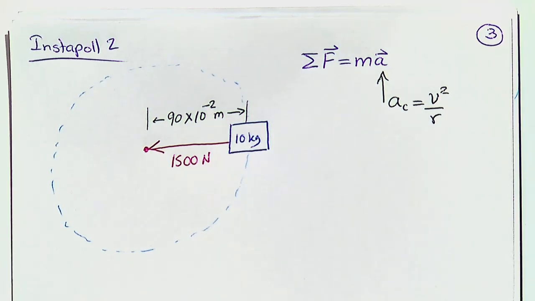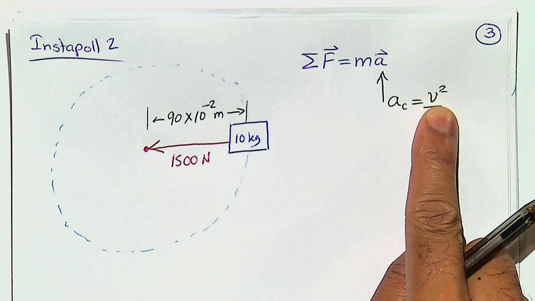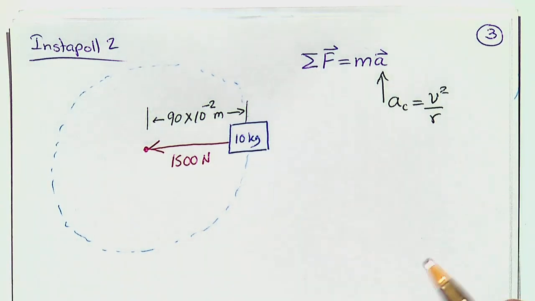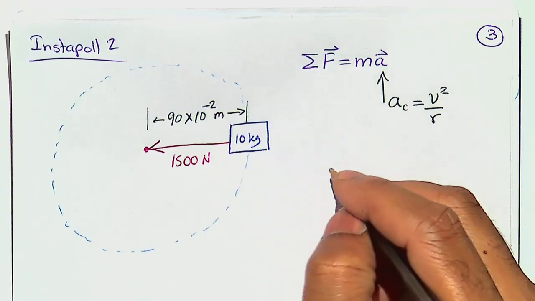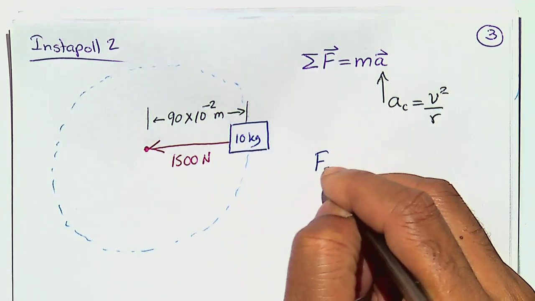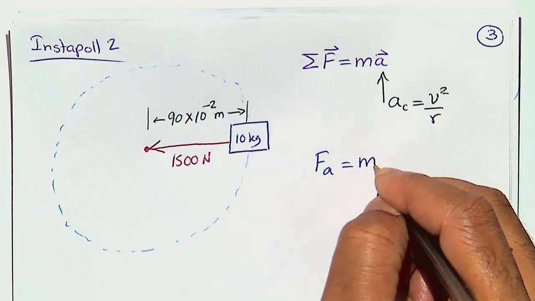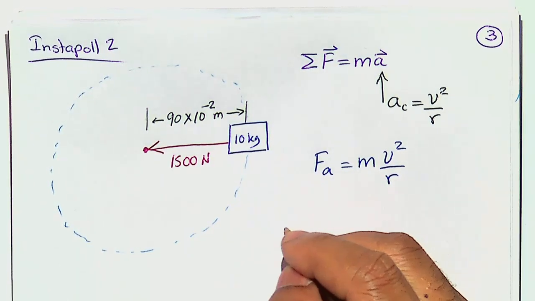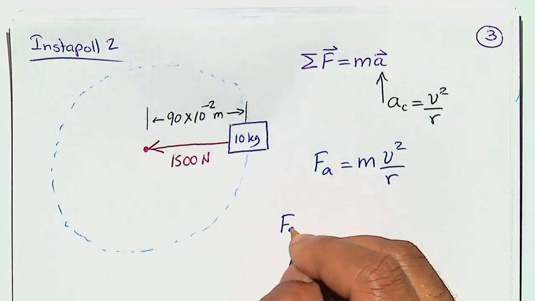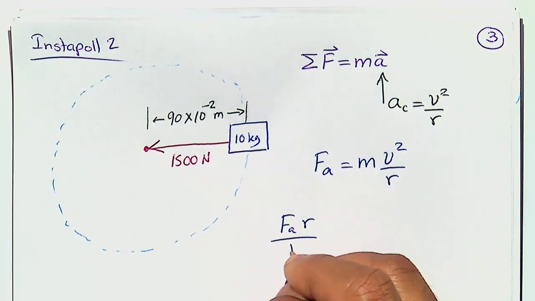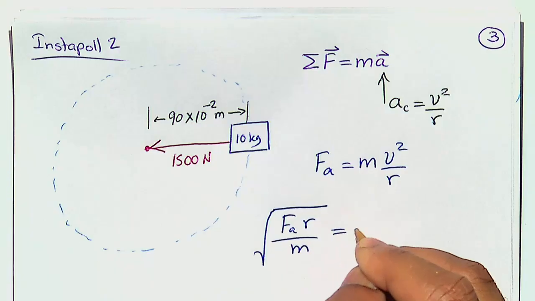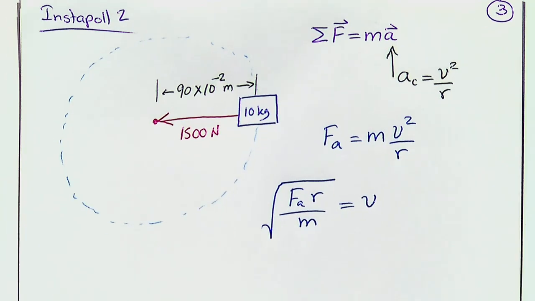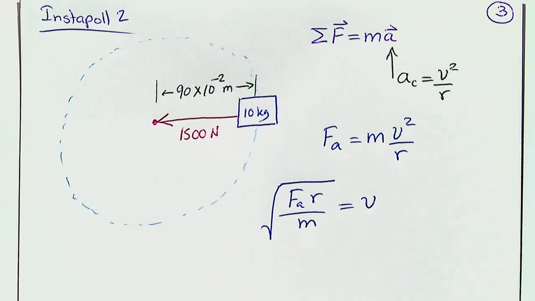All right, so now solving for the speed, the magnitude of velocity. What we want to do is solve for that first. So we have the applied force is equal to the mass times velocity squared divided by r. Move the terms over, so we have the force applied times r divided by m, and then we take the square root to get the speed, the magnitude of velocity. Plugging in the numbers, let's see, what are we getting?